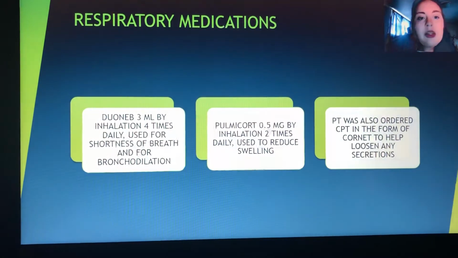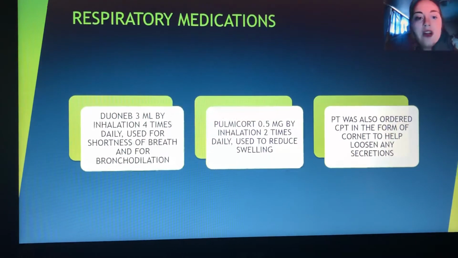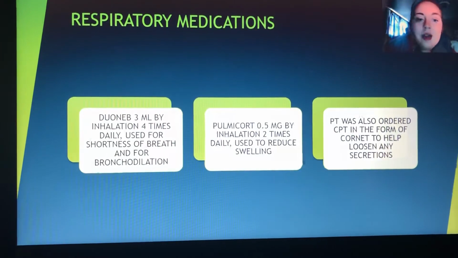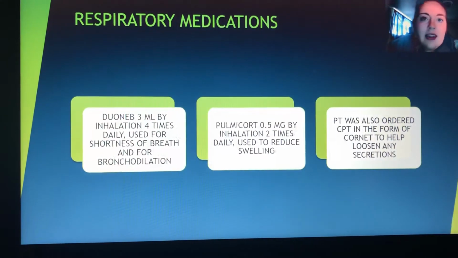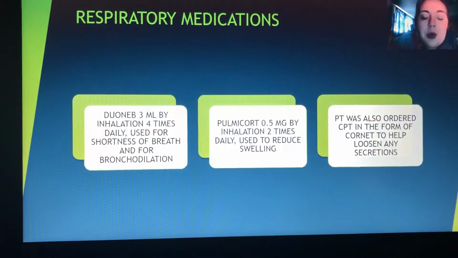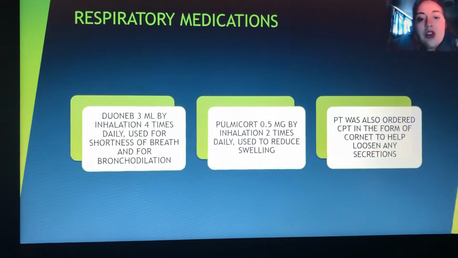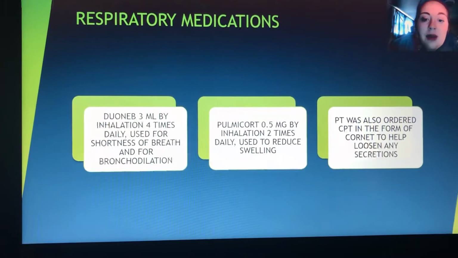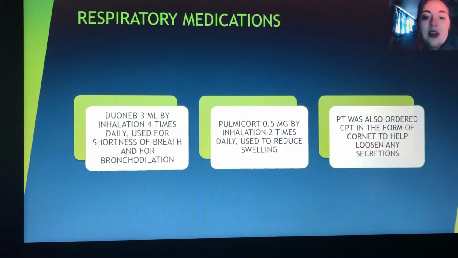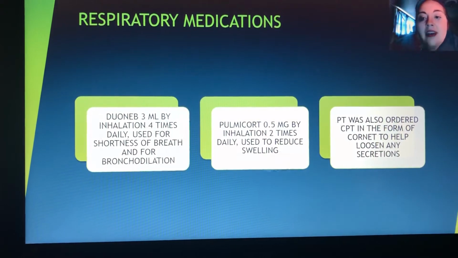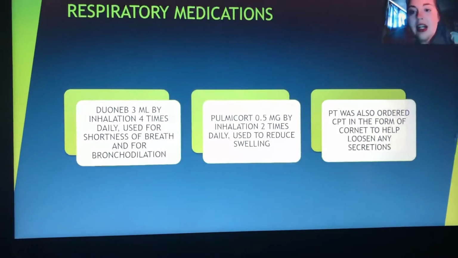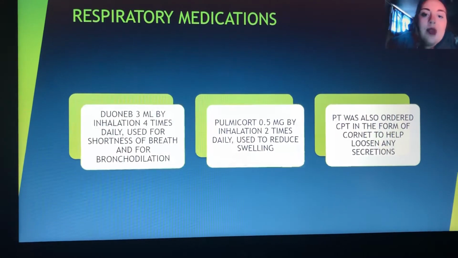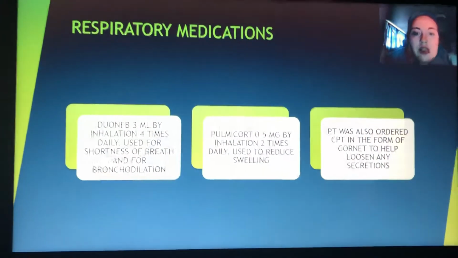Then I took a look at the respiratory medications. So the doctor did order DuoNeb 3 milliliters by inhalation 4 times daily. This is a bronchodilator that's used for shortness of breath. The physician also ordered Pulmicort 0.5 milligrams by inhalation via nebulizer twice daily, and this is used to reduce swelling. And then the patient was also ordered CPT in the form of Coronet to help loosen the secretions that they were unable to expectorate.